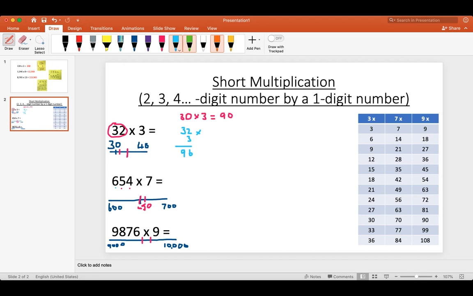654 multiplied by 7. I can see here that 654 lies between 600 and 700. I've marked the middle number between 600 and 700, which is 650. Therefore, 654 is going to be closer to 700 than it is to 600. So let's do my quick estimation. So I'm going to do 700 multiplied by 7.